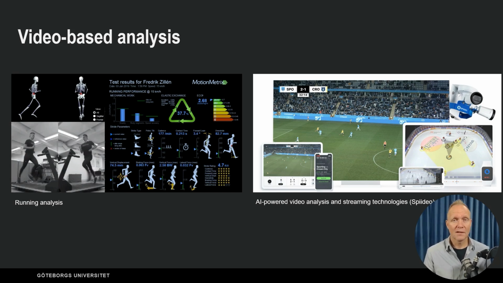On the right-hand side we see examples from the Swedish company Spiideo and their AI-powered camera, and it's used not only for streaming football, handball and floorball events, but also for collecting data for game analysis and video analysis of games. So video is also an important technology that in different forms is used for several different purposes in different sports.